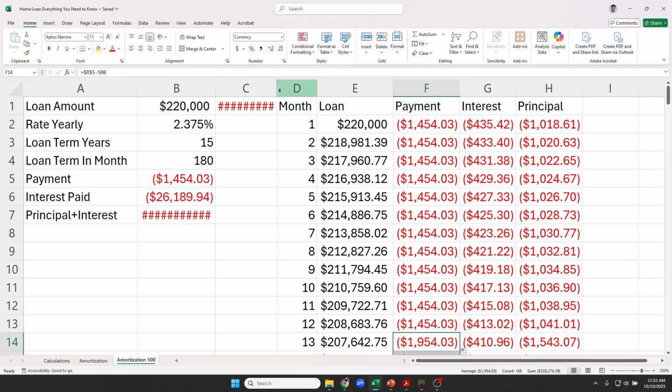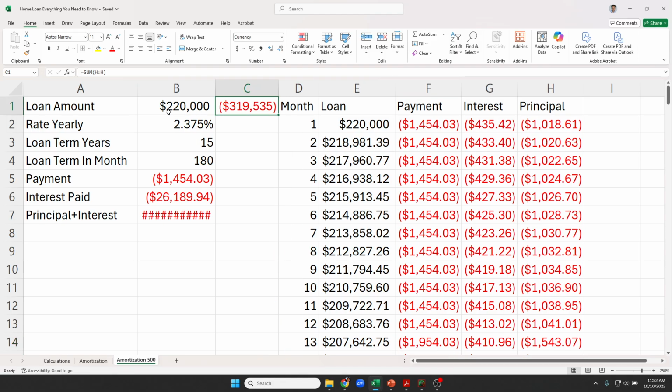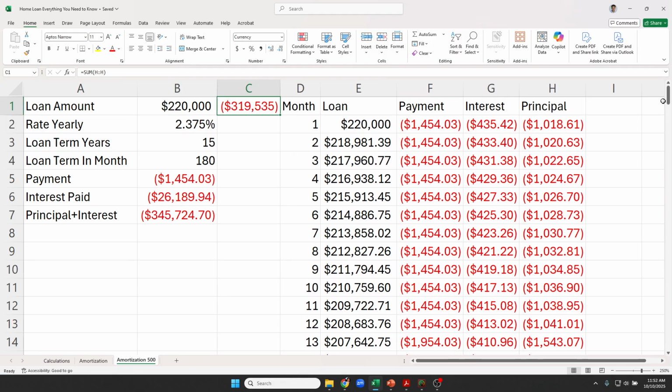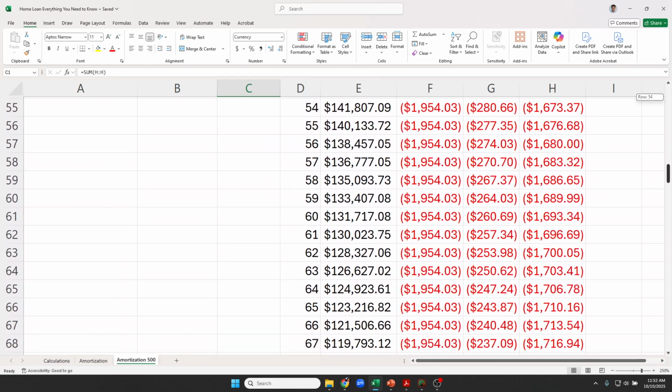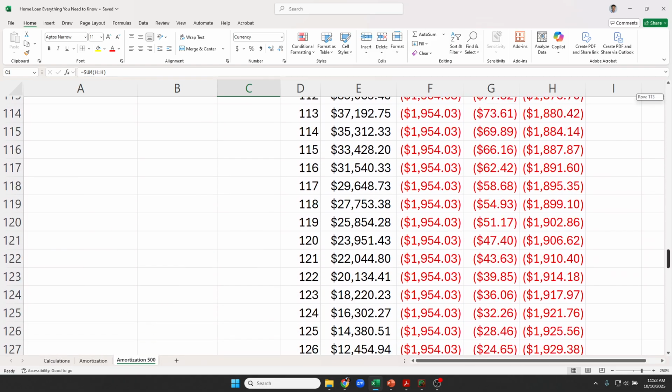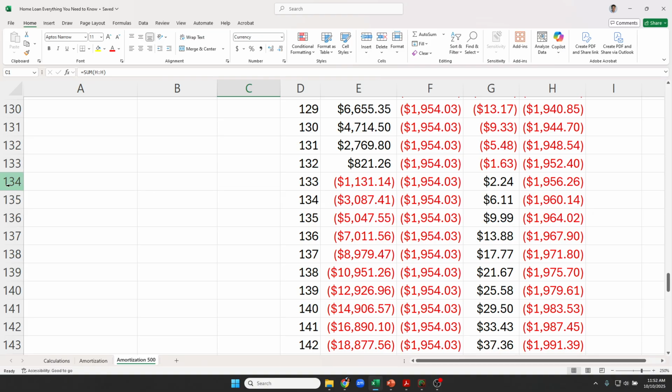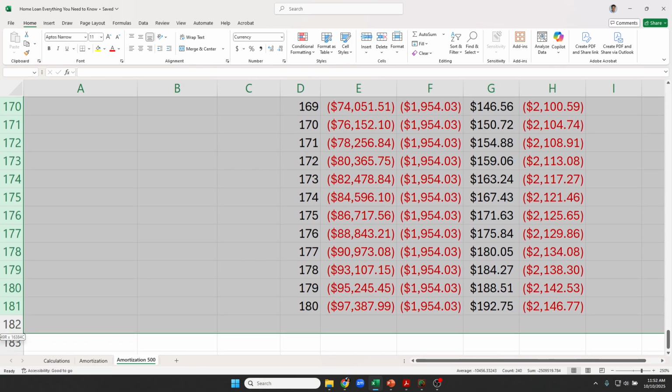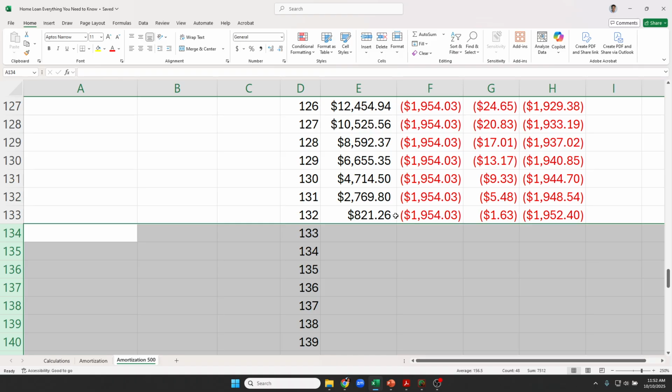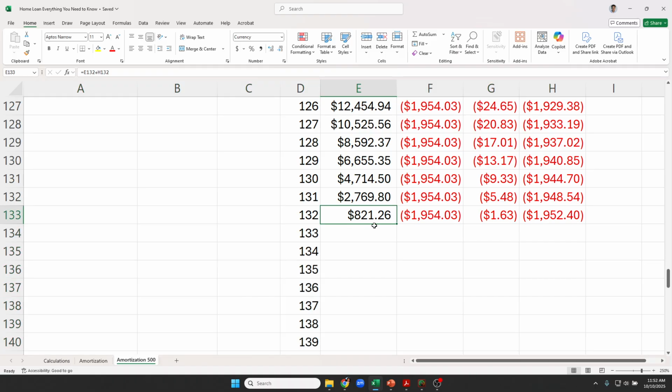So you can see here, this is now adding up to more than that 220,000. So there was something wrong there. We actually paid off significantly earlier. So we're going to go all the way down to figure out where. This is where it starts to get negative. So I'm not going to owe anything to the bank. For the last month, you see I only owe $821.26. So I have to manually adjust this last month payment. I don't owe $1,954, so I don't need to pay this much. I need to only pay this plus the interest on that. So that would be my monthly payment.